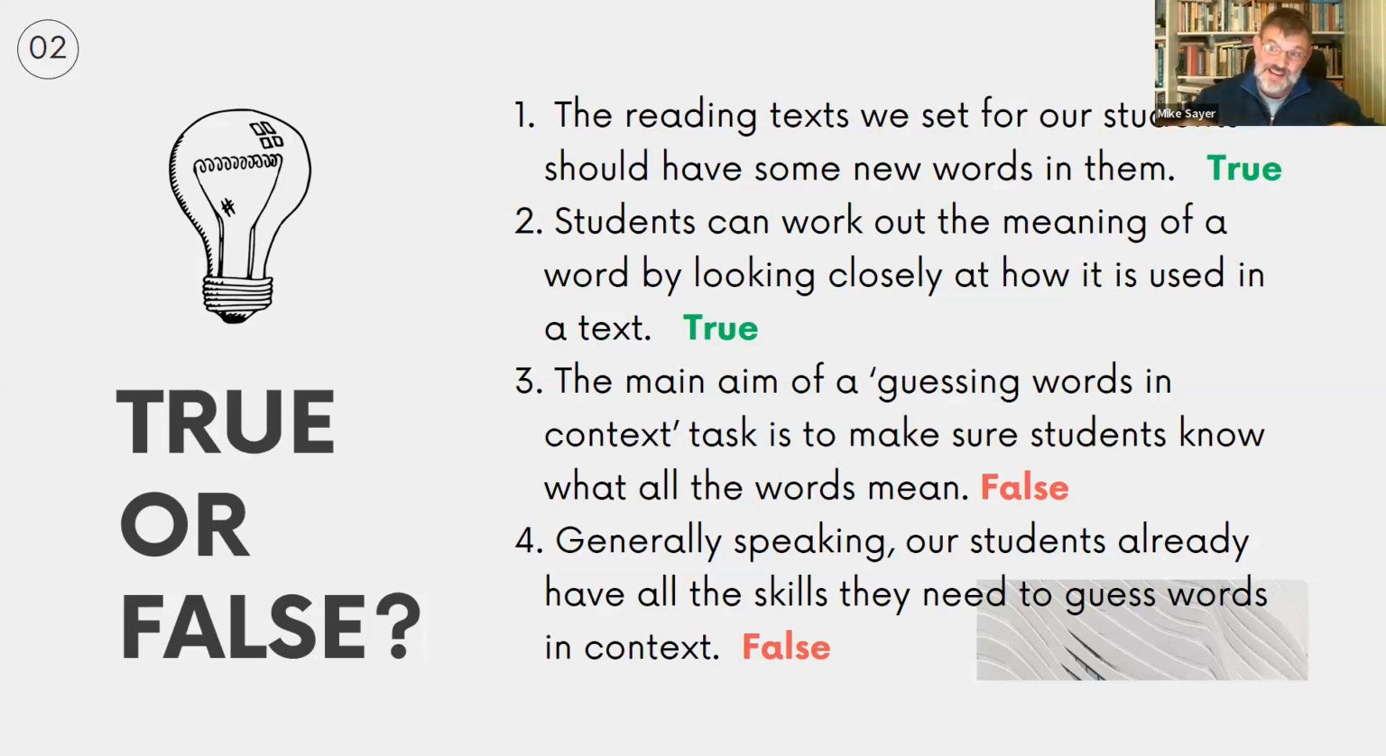When you're reading a text and doing a guessing words in context exercise, what you're really doing is developing the skill to be able to guess words. It's not really that important that you actually know exactly what the word means. What's important is that you're able to read round words. And that's what my talk today is going to be about. Number four I put as false.